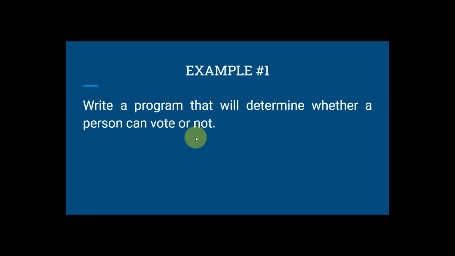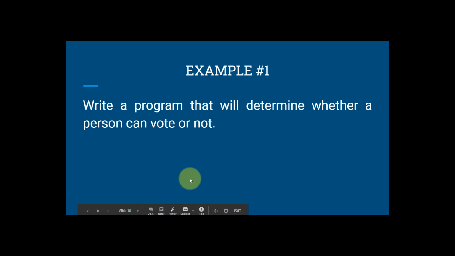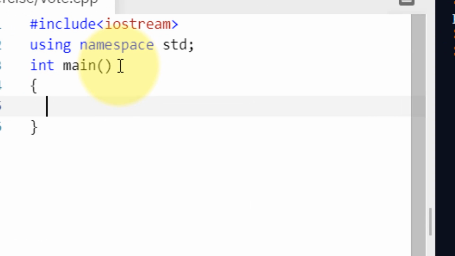Since the requirement for a person to vote should start with a legal age, which is 18. All right. Now, let's proceed to start writing the program. Okay, here's my program.